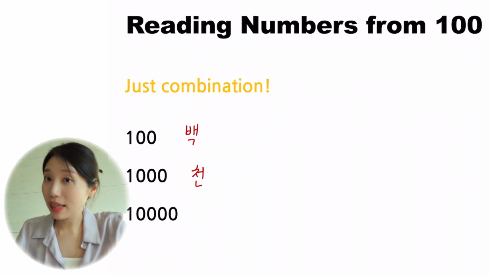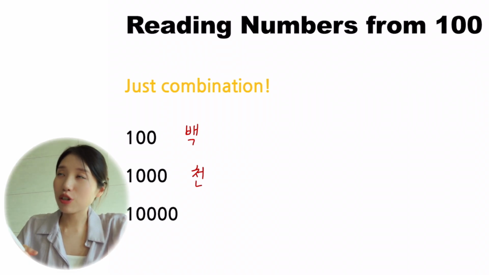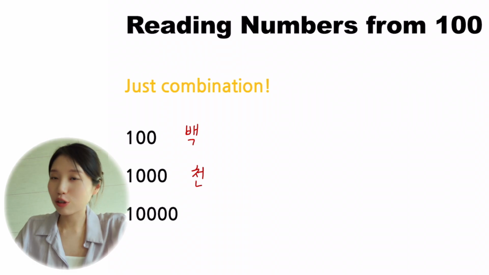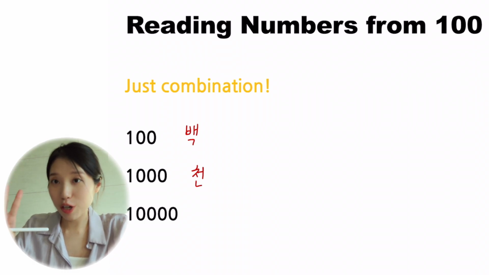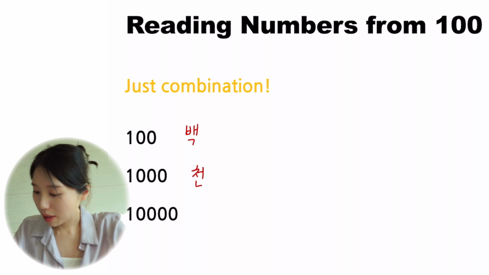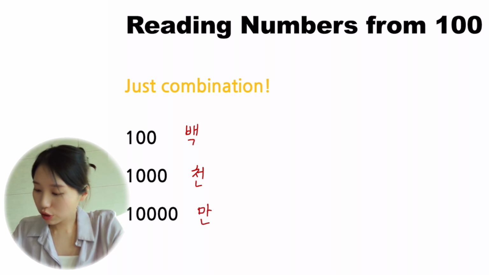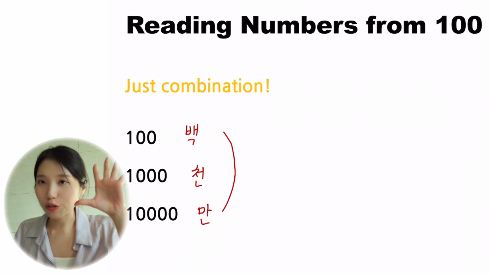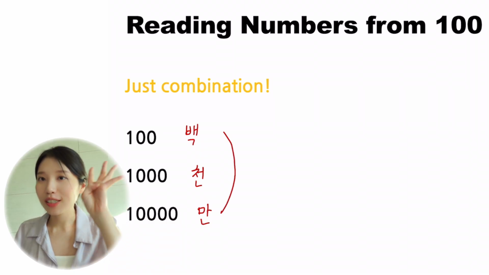And if it's 10,000, in English we just read it like ten thousand. There's no unit for this. But in Korean, there's a unit for this. It's called 만. So just remember these 3: 100, 백; 1,000, 천; and 10,000, 만.